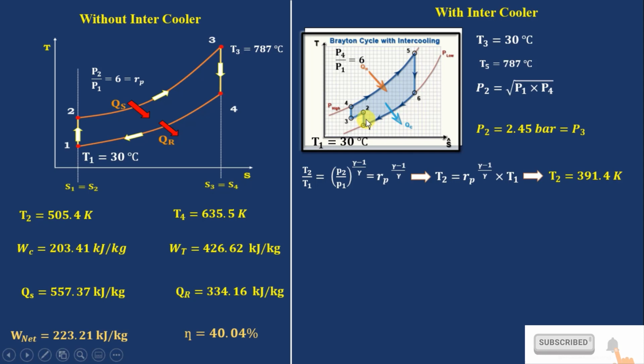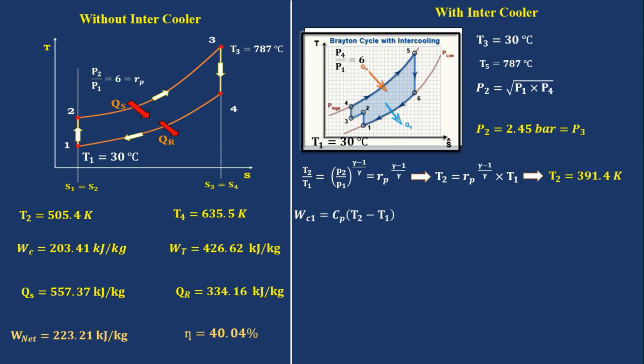In the low pressure compressor we need to find the amount of work given to the compressor, that is WC1 equals Cp into T2 minus T1. We derived this equation in previous lectures, just go through it to see how to apply the steady flow energy equation for the compressor. Then WC1 becomes 88.85 kilojoule per kg of air for one compressor.